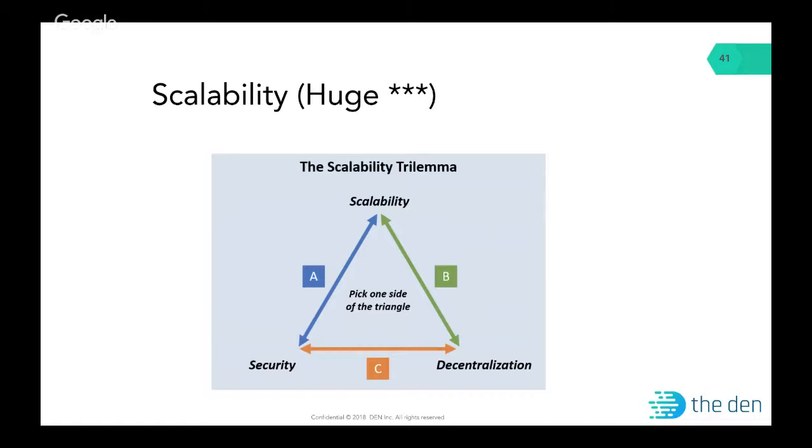You guys must have seen this in blockchain, right? Pick one, meaning you want to be scalable, or you want to have security, or you want to be decentralized. You can't have all three. That's what we're trying to say. Traditionally. And this is where blockchain comes in. And this is big, right?